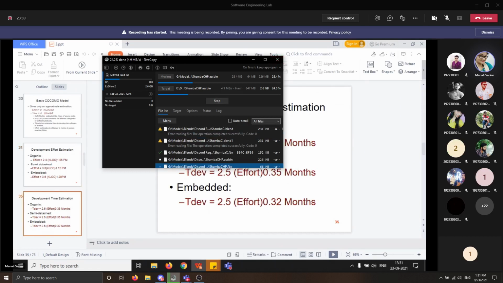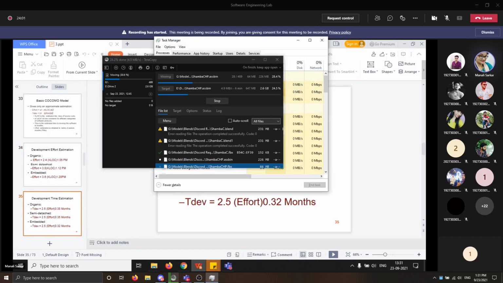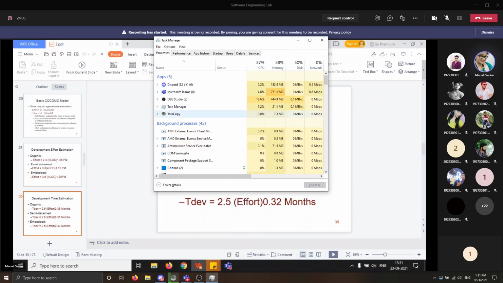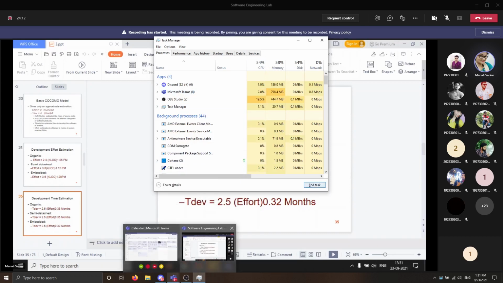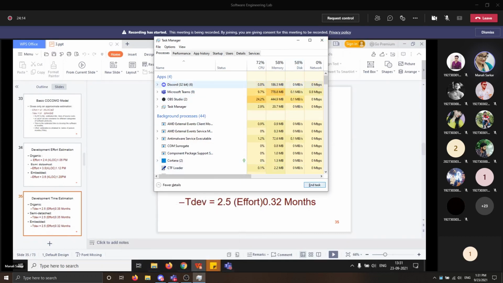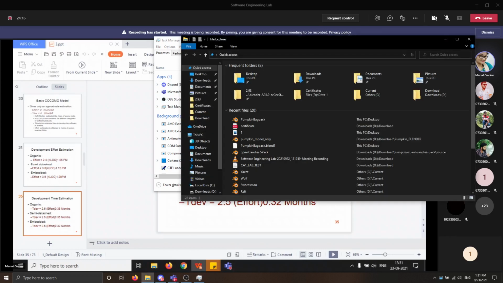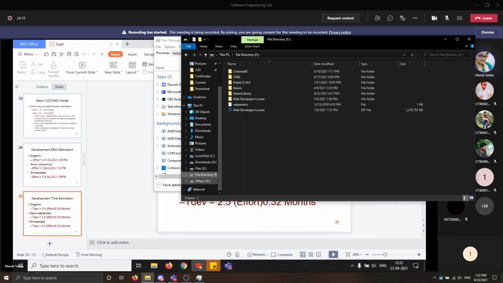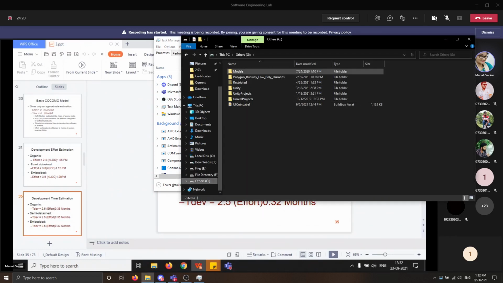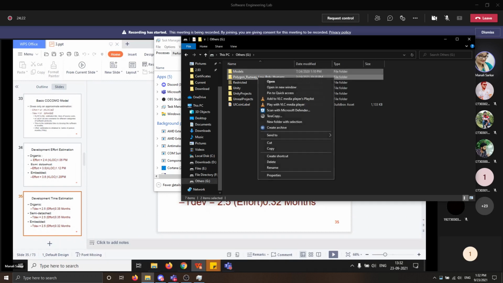Development time estimation. We know that for organic, semi-detached, and embedded, there are three types of time estimation. The time estimation formula is B1 effort to the power B. So here, in case of organic, it is 2.5 effort to the power 0.38, in months.